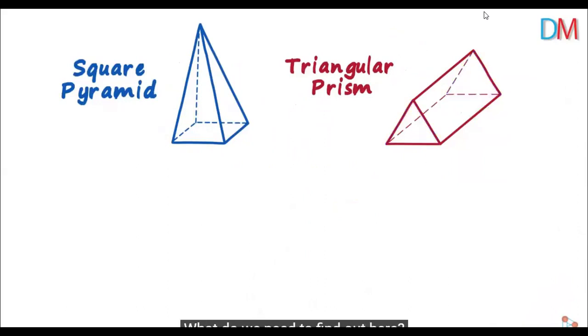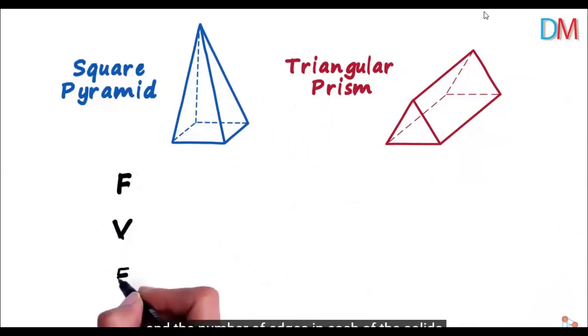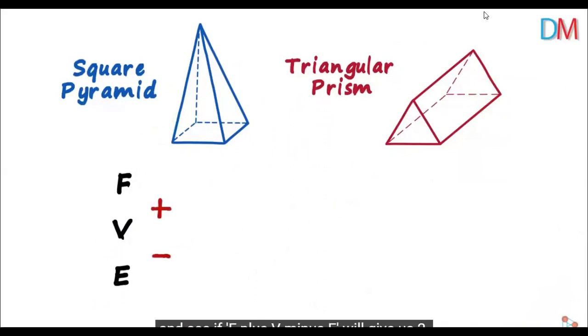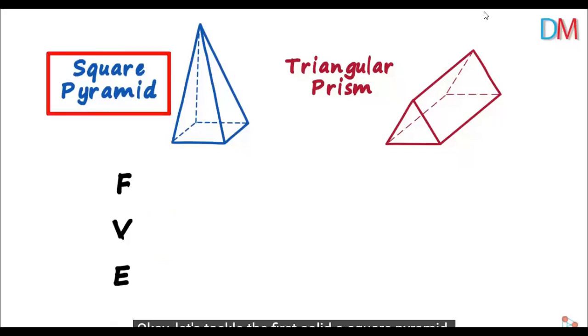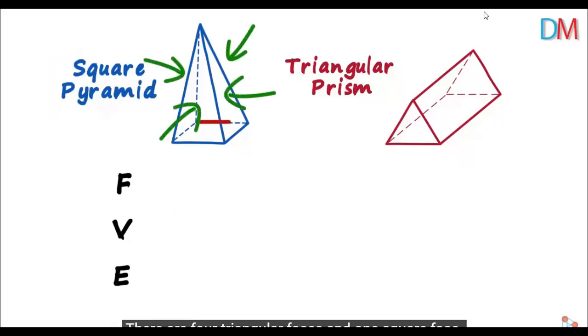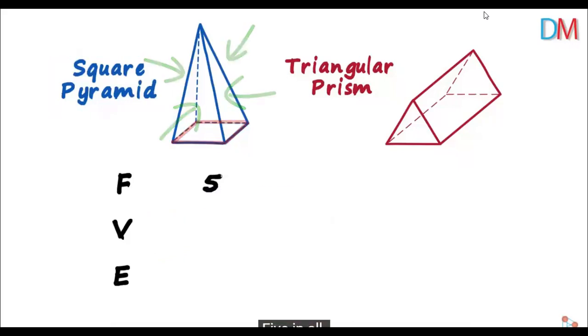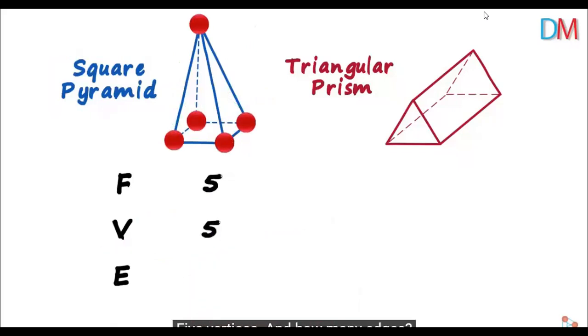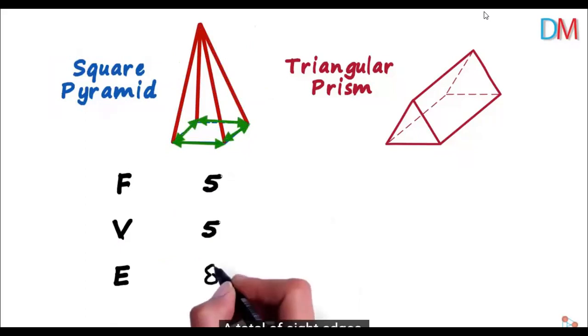What do we need to find out here? We need to find the number of faces, the number of vertices, and the number of edges in each of the solids and see if F plus V minus E will give us 2. Okay, let's tackle the first solid, a square pyramid. How many faces do you see? There are 4 triangular faces and 1 square face. 5 in all. How many vertices? 1 at the top and 4 at the base. 5 vertices. And how many edges? 4 slant edges and 4 edges at the base. A total of 8 edges.